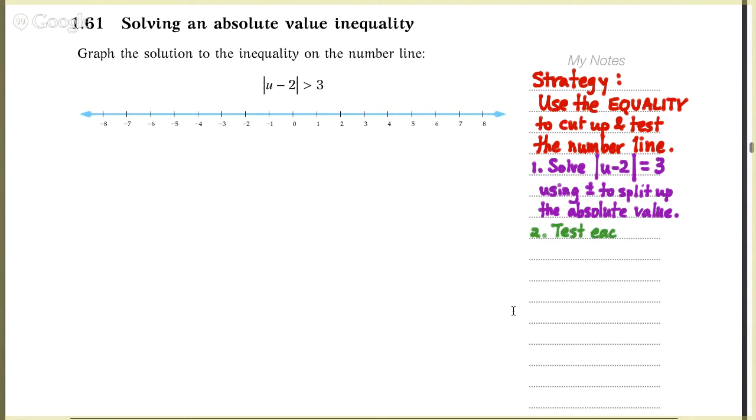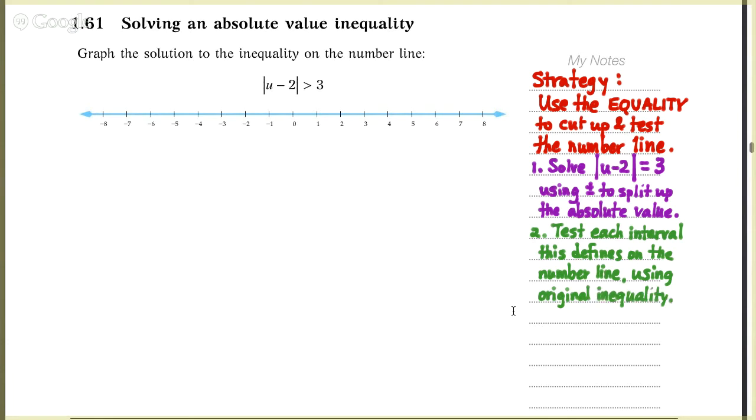After we've solved that equation, that's going to define several intervals along the number line. It's going to cut our number line into pieces. It's then going to be our job to test each of those pieces, test each interval that this equality defines on the number line. And by testing, what I mean is we're going to look at the original inequality and see if those intervals solve the original inequality. And then just like in our previous example, we'll visualize our solution on the number line and we'll write out some interval notation for the solution at the end of the day.